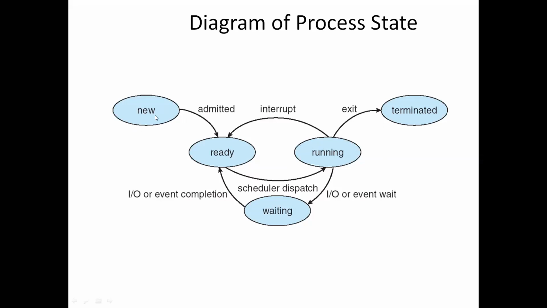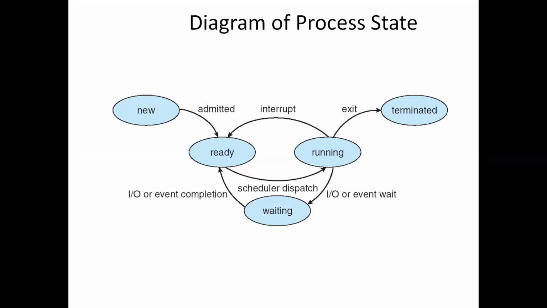Understand carefully here. When a process is created, a newborn process, whatever newly created process will be in this new state. New state means the process is being created. Then after that it will be transferred to the ready state for execution purposes. In the ready state, the process will be waiting for a processor to get assigned to execute the process.